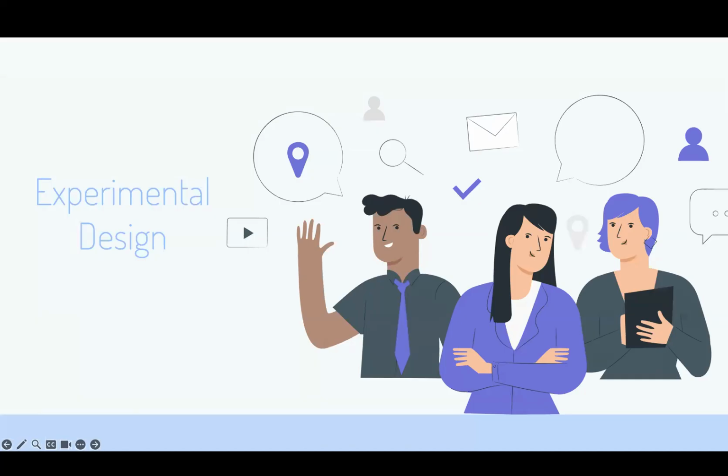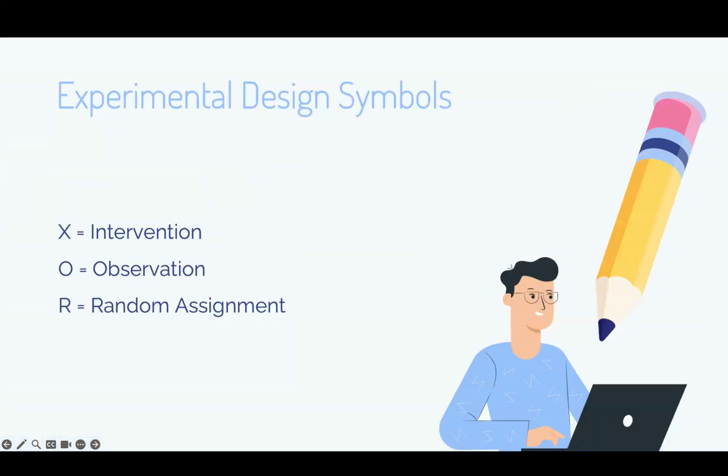Next, we will talk about experimental design. As we progress further into the intricacies of experimental design within social work research, it's essential to become familiar with the standard notations used in this domain. These symbols are the shorthand by which we communicate complex design structures in a simplified form.